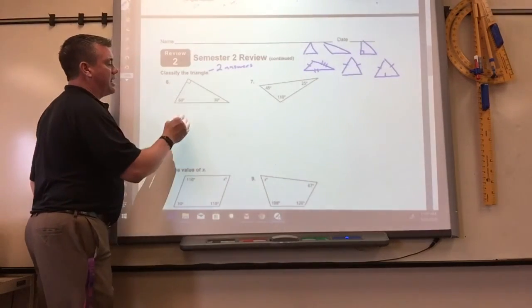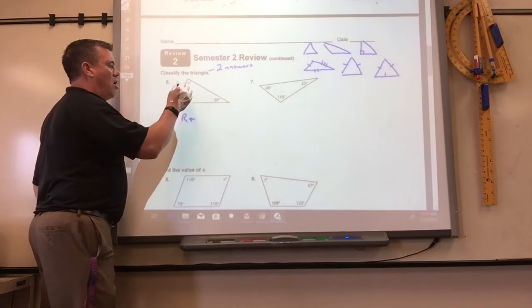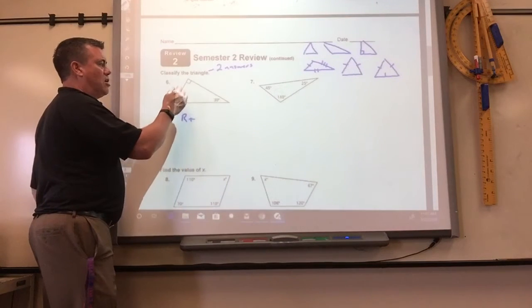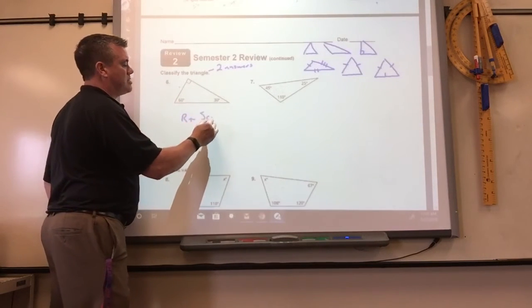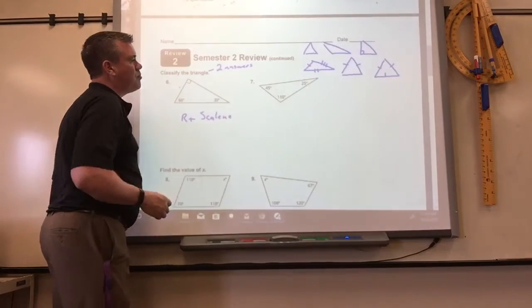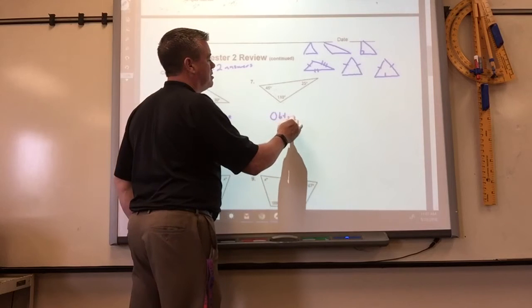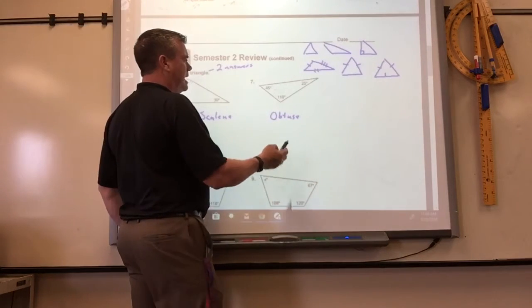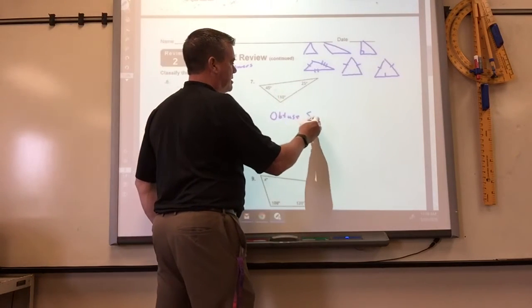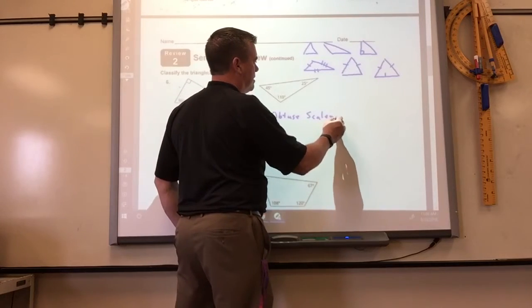So, this has got a 90, so it's a right. All the angles are different, which means all the sides are different. So it's a right scalene. Here, one of the angles is greater than 90, so it's obtuse. And again, since all the angles are different, it's obtuse scalene.